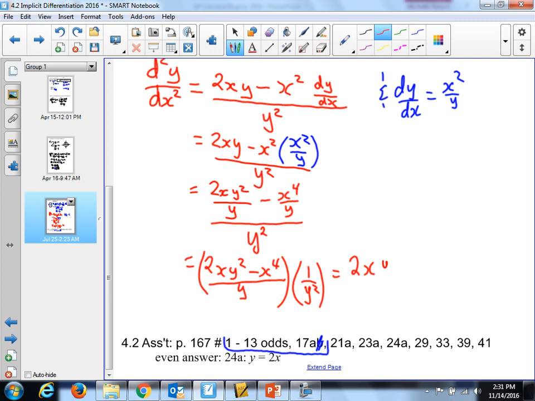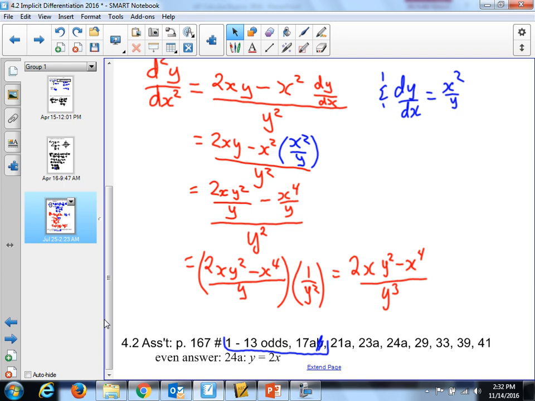2x, y squared minus x to the 4 over y cubed. Now, you could factor out an x on that, right? We'll leave it at that, though. A common factor of x could be yanked out of that, but that's just fine. It doesn't cancel out with anything on the denominator, so I'll just leave it there. But to be fully factored, you would.